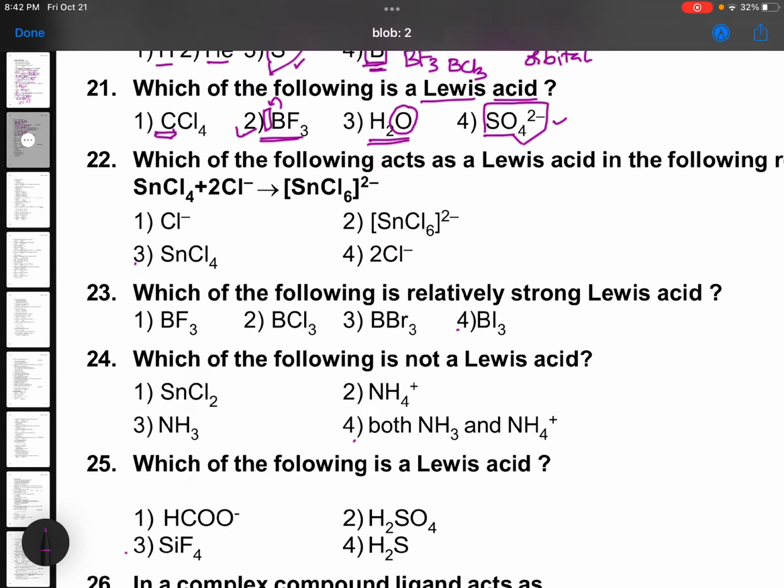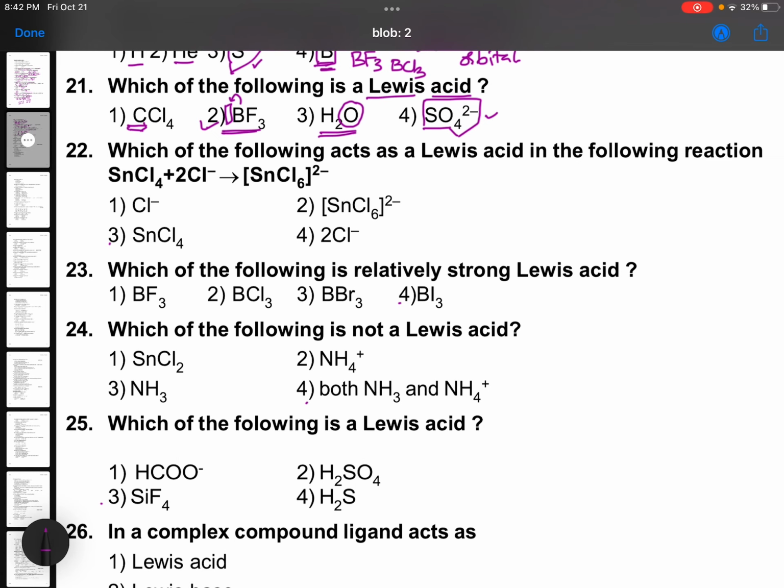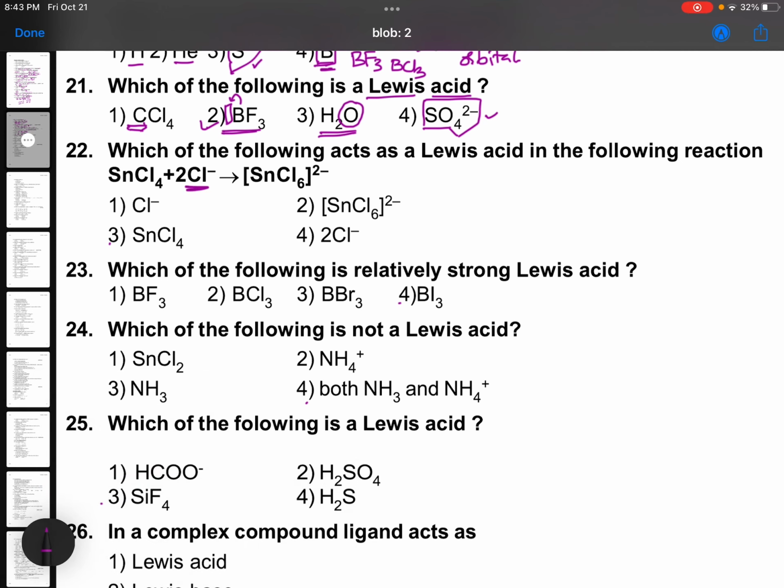Which of the following acts as Lewis acid in the following reaction? SnCl4, Cl minus. Cl minus is functioning here like an electron pair donor. So tin chloride is accepting Cl minus. So this is Lewis acid. It is Lewis base. He is asking about Lewis acid. So Lewis acid is SnCl4.